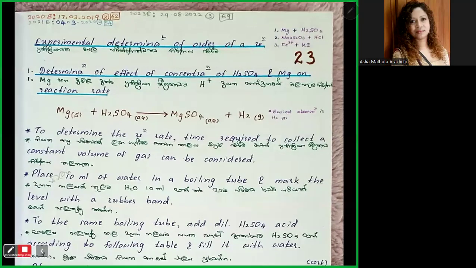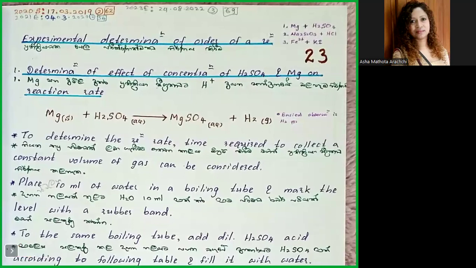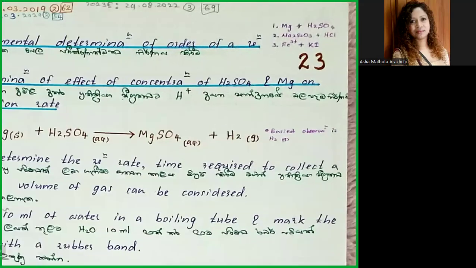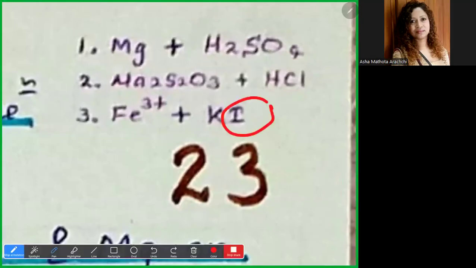Okay, so let's try the topic then. Let's go one by one. Experimental determination of order of a reaction. Copy these three subtopics: 1, 2, 3.